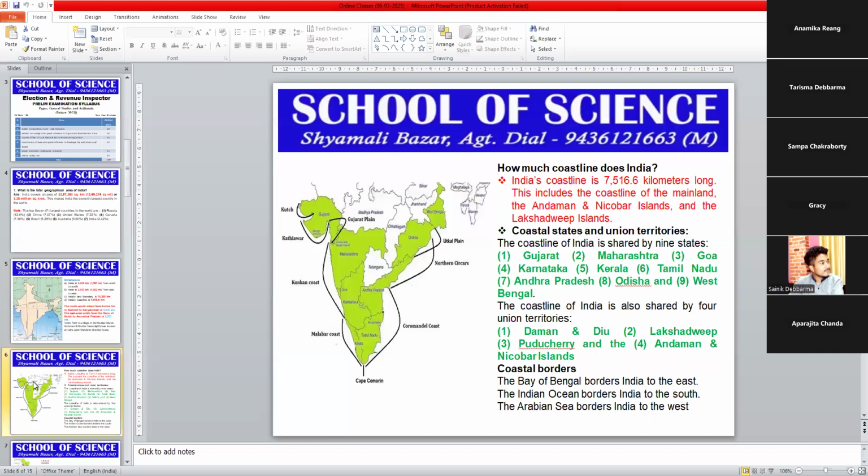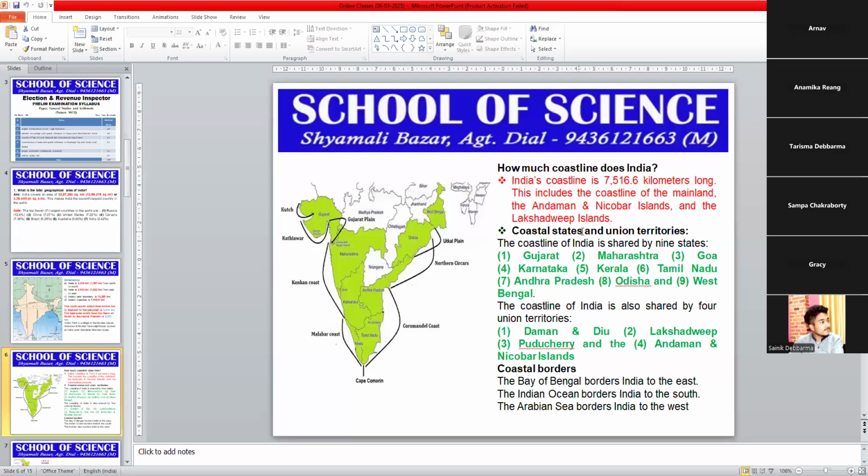Now, how much coastline does India have? This is the question for you. India's coastline is 7,516.6 kilometers long. This includes the coastline of the mainland, the Andaman and Nicobar Islands, and the Lakshadweep Islands.